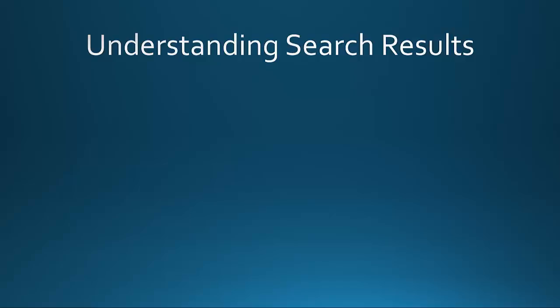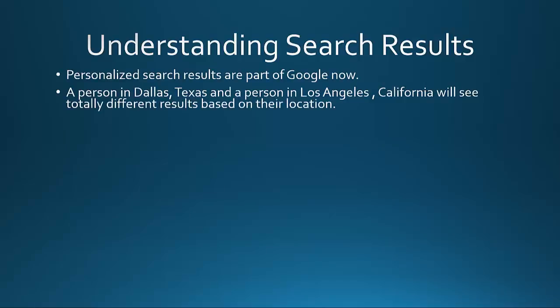Now we're going to shift gears and talk about understanding search results and the different types of search results. I just wanted to point these out because they can have an impact on things, that may actually give you some ideas of how you could actually help yourself get more organic, free traffic. Personalized search results are part of Google now. It's becoming an increasingly important part. For example, a person in Dallas, Texas, and a person in Los Angeles, California will see totally different results based on their location.